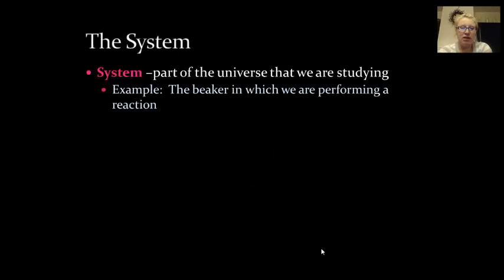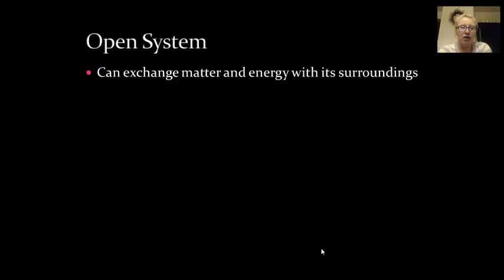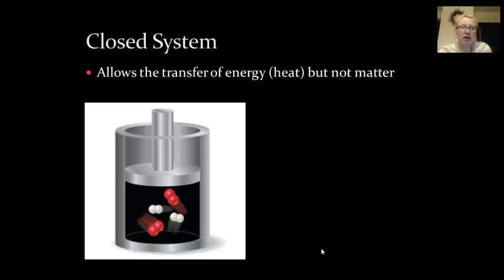The system is the part of the universe that we're studying in thermodynamics. For example, the beaker in which you're performing a reaction. The surroundings is considered everything else in the universe. So there's a few different types of systems. In an open system, you can exchange matter and energy with the surroundings. A closed system allows the transfer of energy as heat, but not matter.